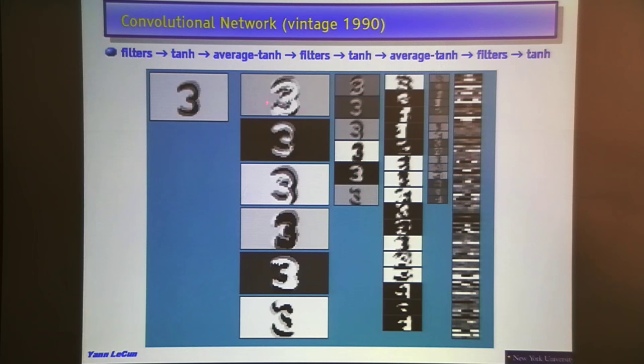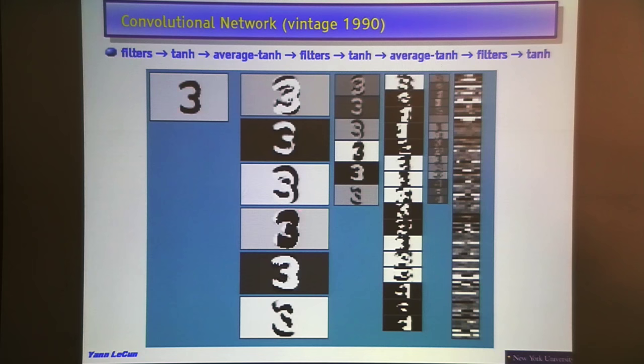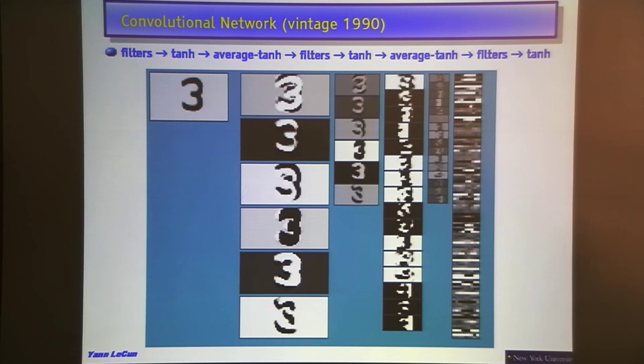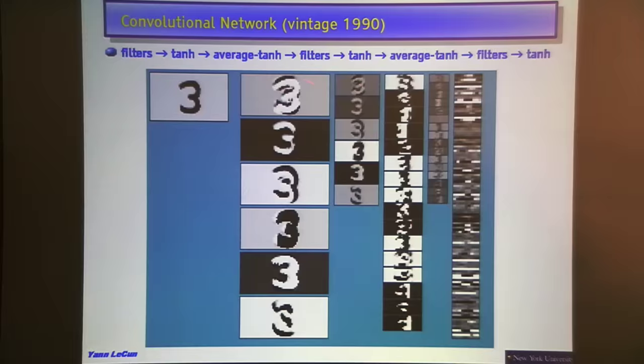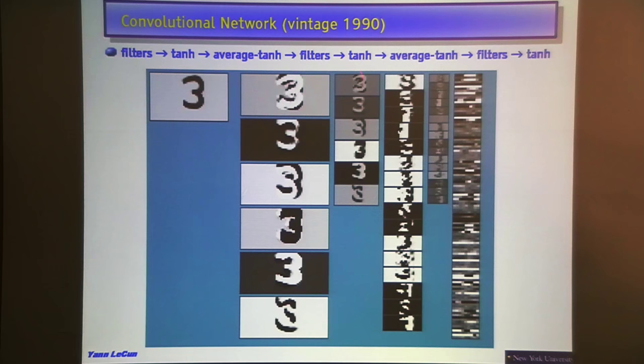And you see that each of those filters extracts a different feature. So this guy reacts to edges that are oriented this way. That's where you get this black activation. This guy likes edges regardless of where they are, maybe just the top edges. This guy likes the bottom edges. Okay, and then this pooling operation takes the response in the neighborhood, computes the average, and passes the result through a hyperbolic tangent. And so you get those reduced resolution maps.